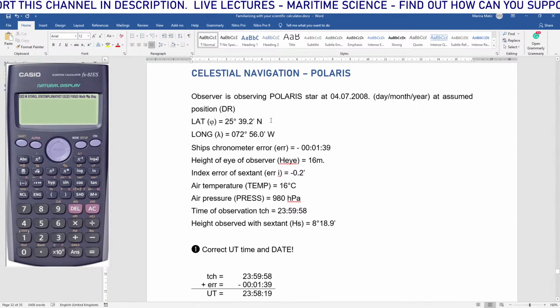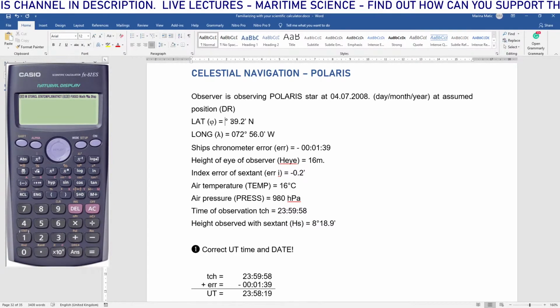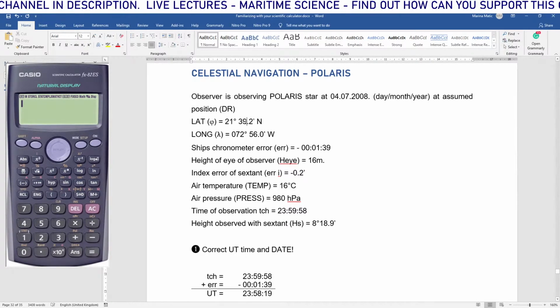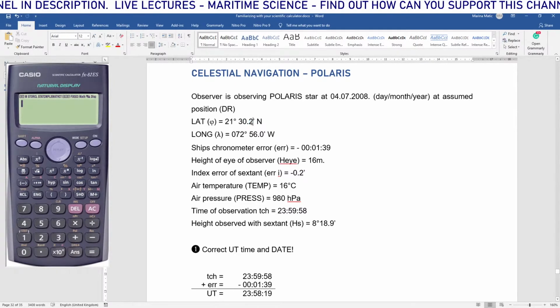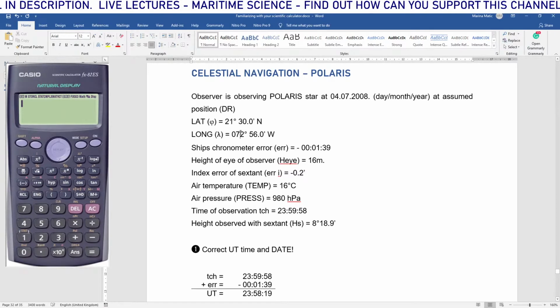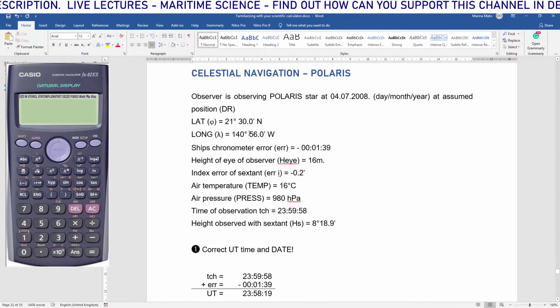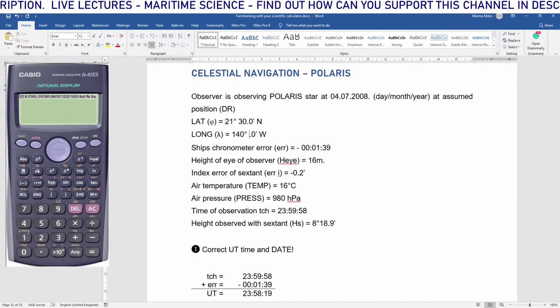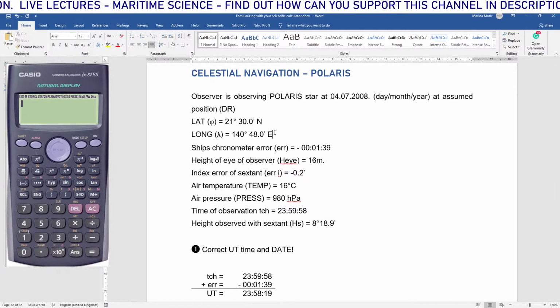The assumed position of observation of Polaris is latitude 21 degrees 30 minutes north, and the longitude of observation is 140 degrees 48 minutes, and it's not west, it's east.